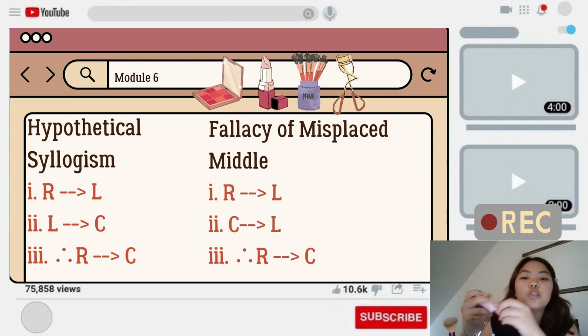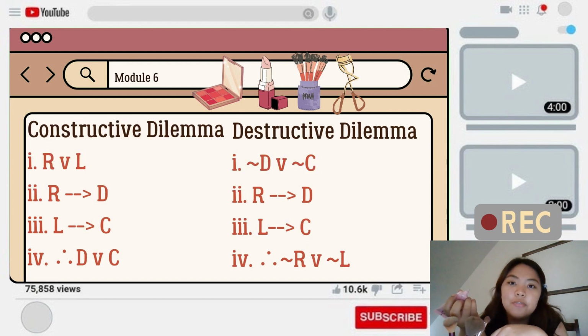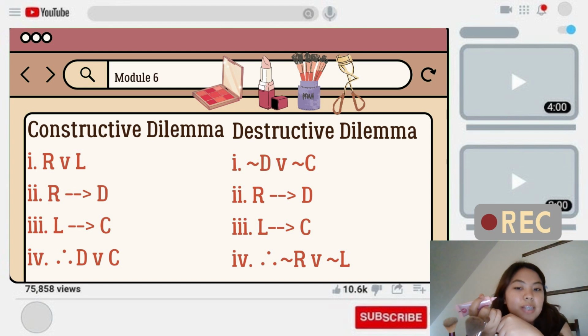Another concept is constructive dilemma. It is another example of a complicated valid argument. Premise 1, R or L. Premise 2, R then D. Premise 3, L then C. And therefore, D or C. It is a combination of two modus ponens.